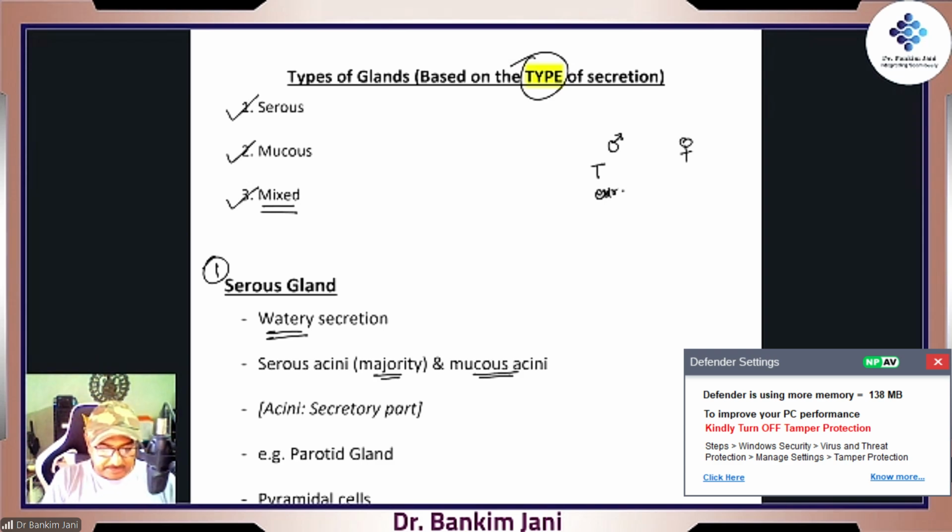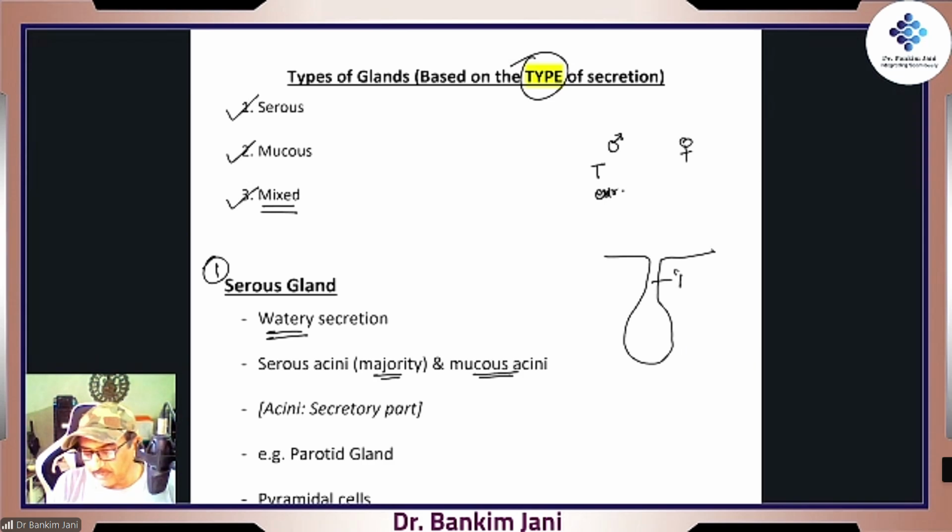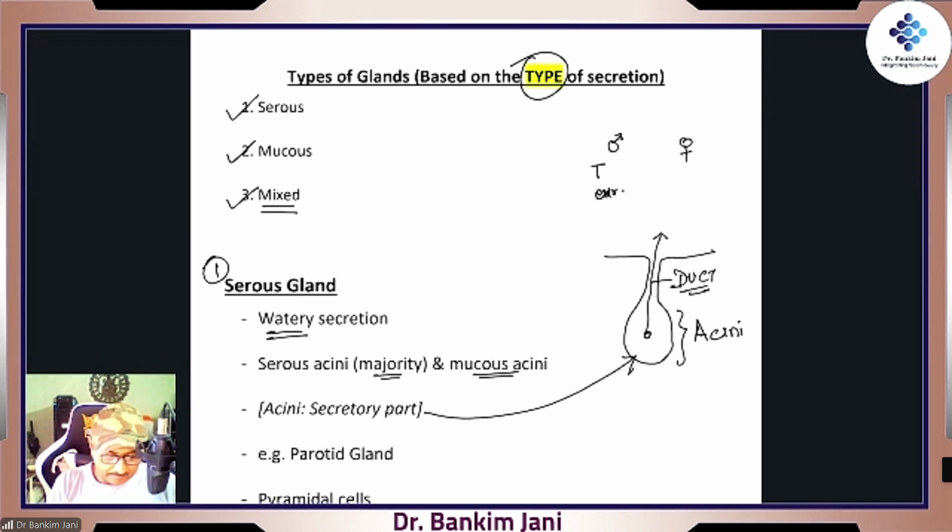So here it is the first part. Acini is the secretory part. When we draw it like this, we call this thing the duct. Ducts won't be secreting anything, they will just conduct. They will just take this material into the external environment. So this part, which is the secretory part, is also called the acini. Clear? Right?